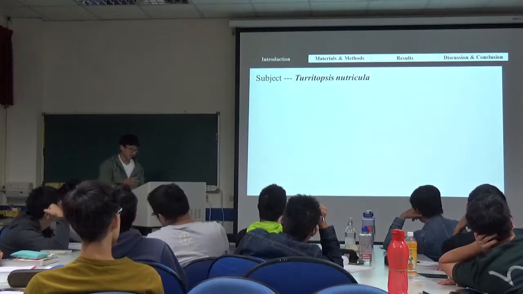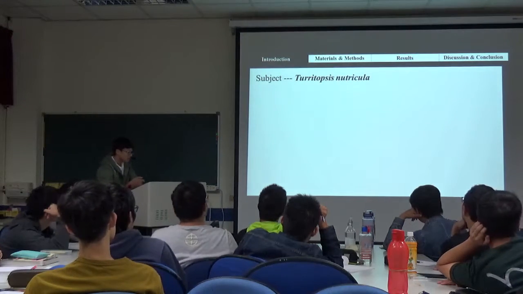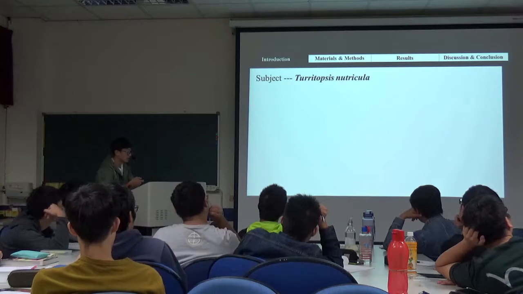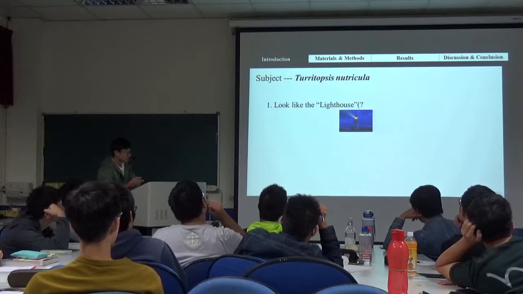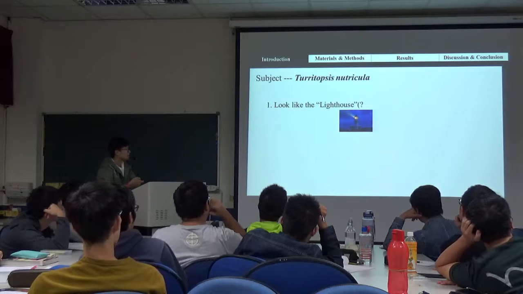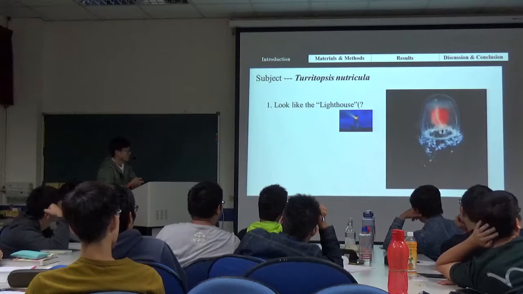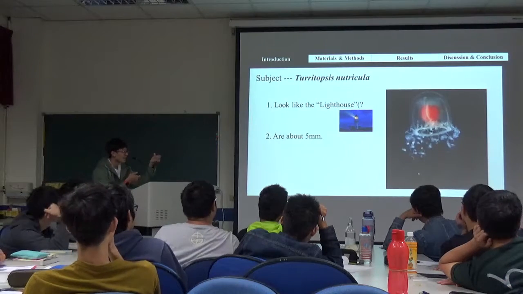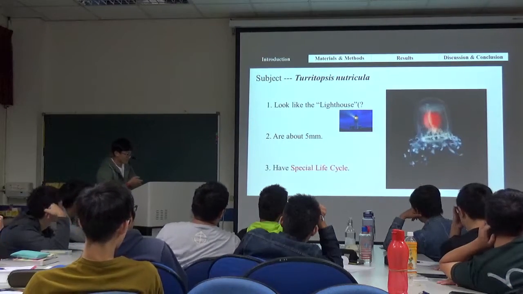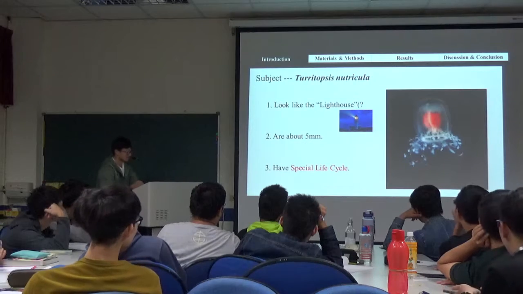Here comes our main character today, Turritopsis nutricula. I'm gonna call it T in the rest of my talk. And it looks like a lighthouse, I don't know. And they're about 5 millimeters, like a nail, that big. And they have a special life cycle.